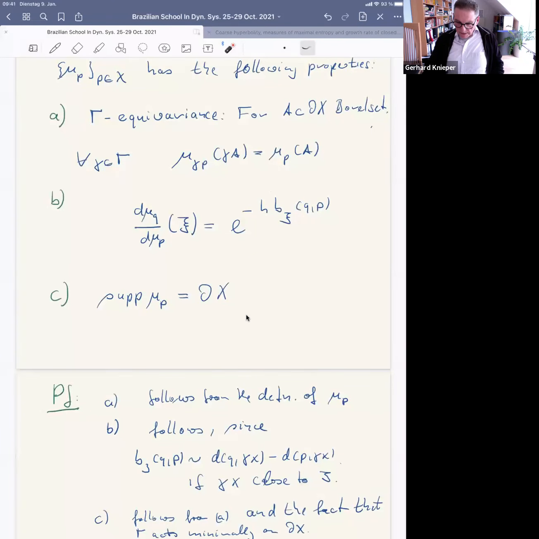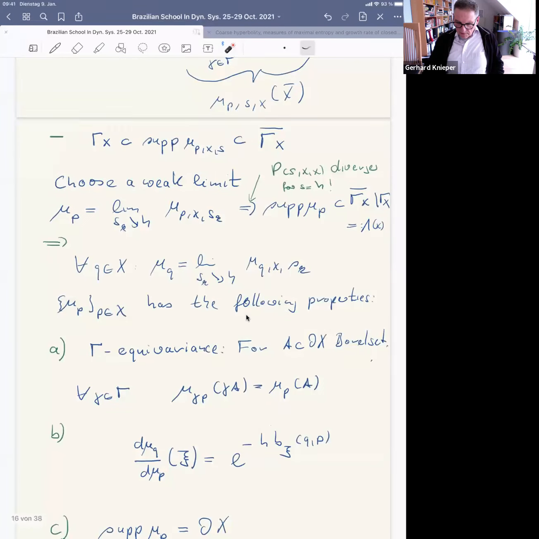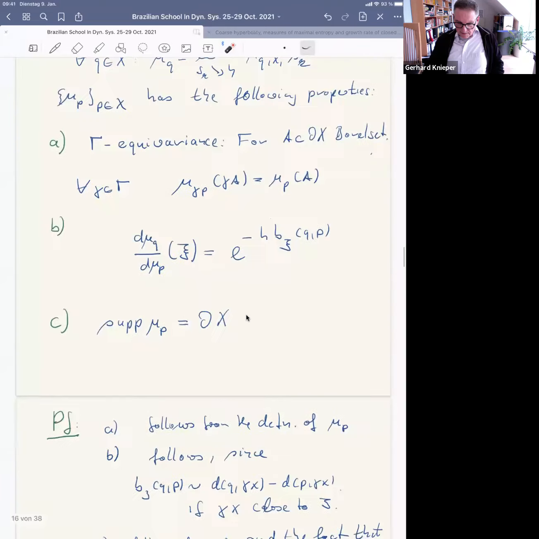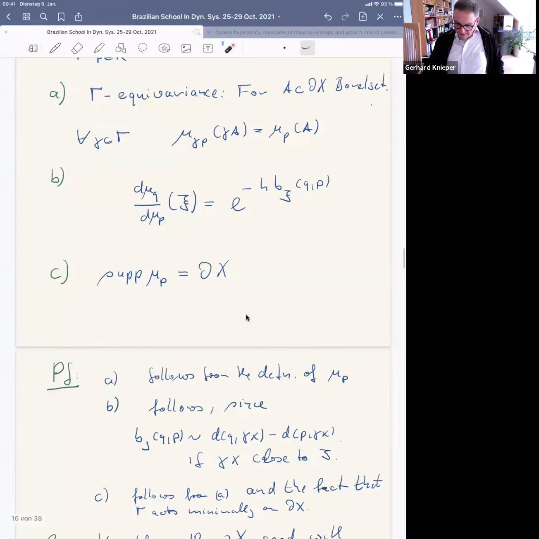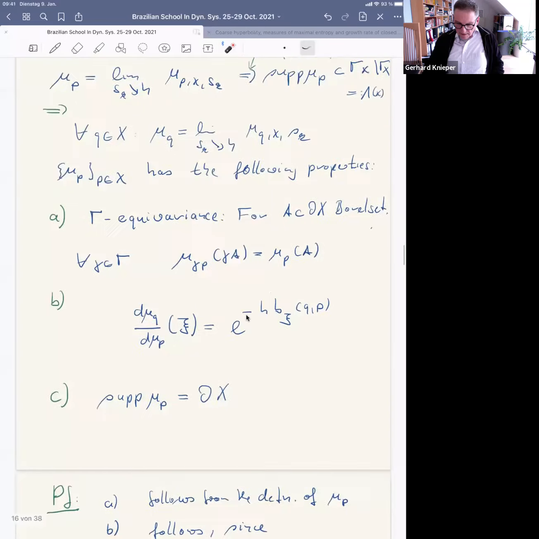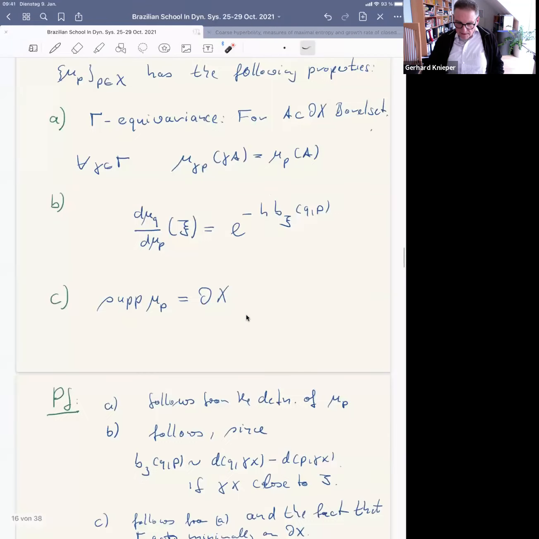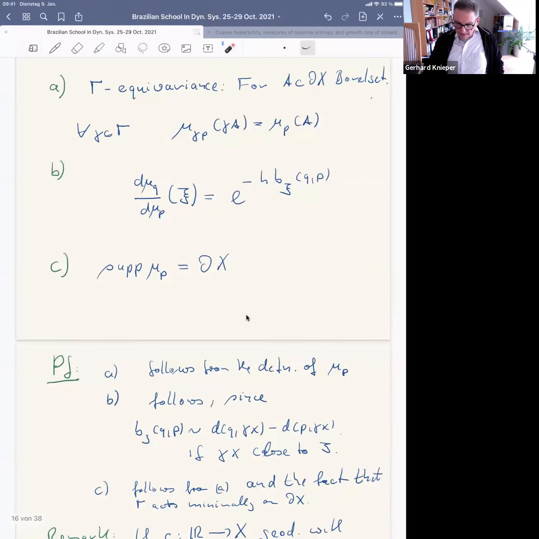Okay, let me quickly go through these assertions and try to convince you that this is reasonable. Point A basically follows from the definition. There's nothing special going on here. As I said, it uses that gamma acts isometrically, and the definition of the measure.